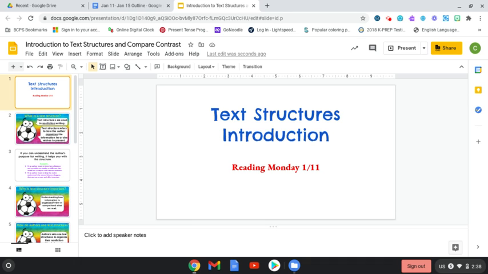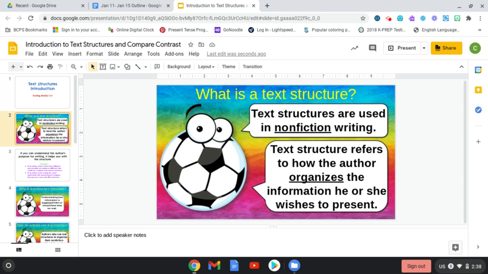Today we're actually going to start talking about text structures, which are for informational text. A text structure is something that is used in nonfiction informational writing. It is just basically how did the author organize the information that they present to you? How do they put it together?